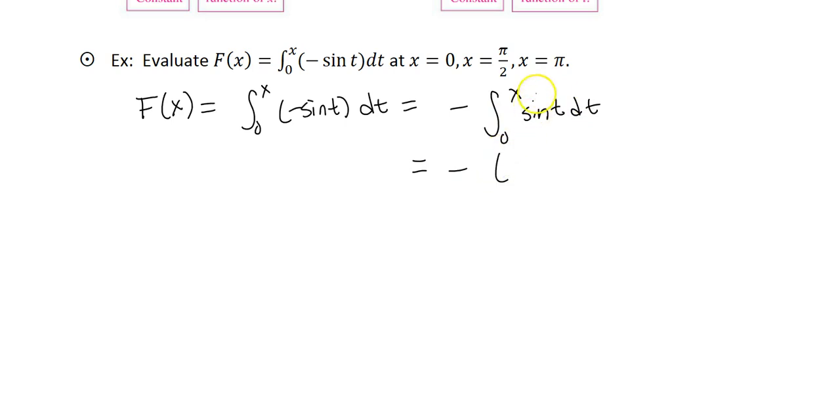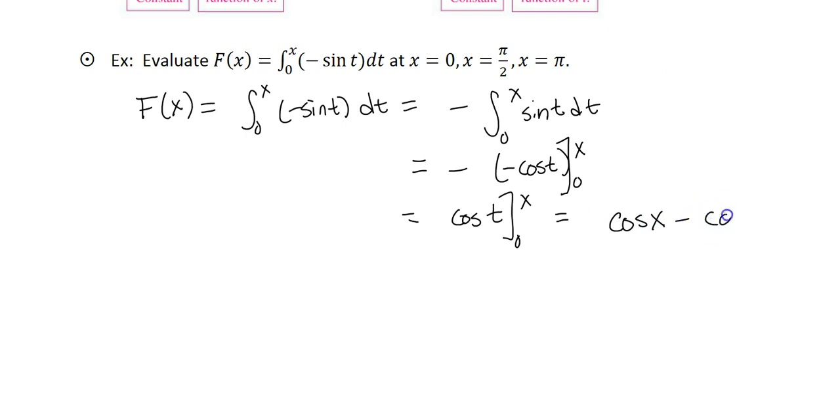And we know that the integral of sine is negative cosine, so that's negative cosine of t, or cosine of t from 0 to x. So if you were to plug this in using the fundamental theorem of calculus, you'd get cosine of x minus cosine of 0. And we know that cosine of 0 is just 1. So this ends up being cosine of x minus 1.